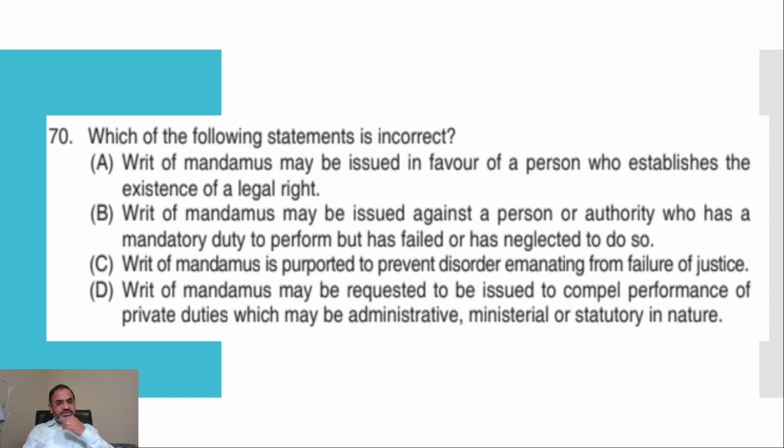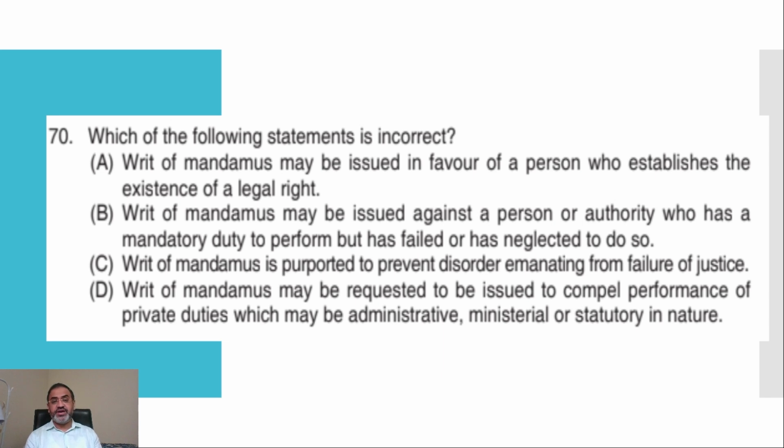And the fifth question based on this passage. As you can see, the questions are not derived from the passage. The questions are derived from the manner in which the writ of mandamus has been explained. And then, based on that understanding, the writ of mandamus logic is being applied to various fact situations for us to actually apply the principle and find the right answer. Which of the following statements is incorrect? Writ of mandamus may be issued in favor of a person who establishes the existence of a legal right.